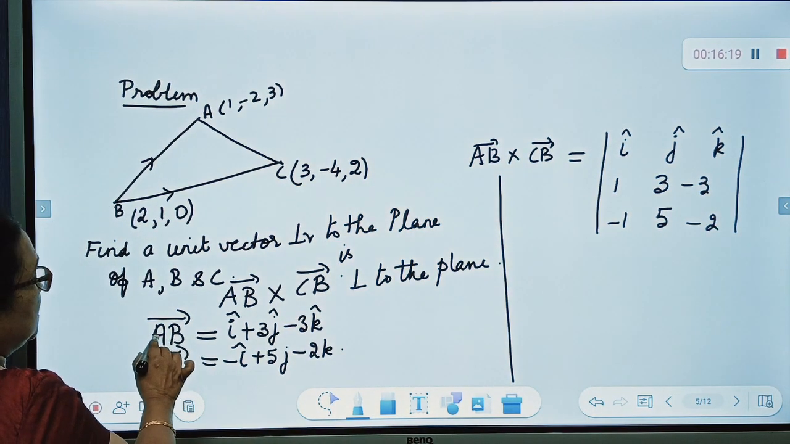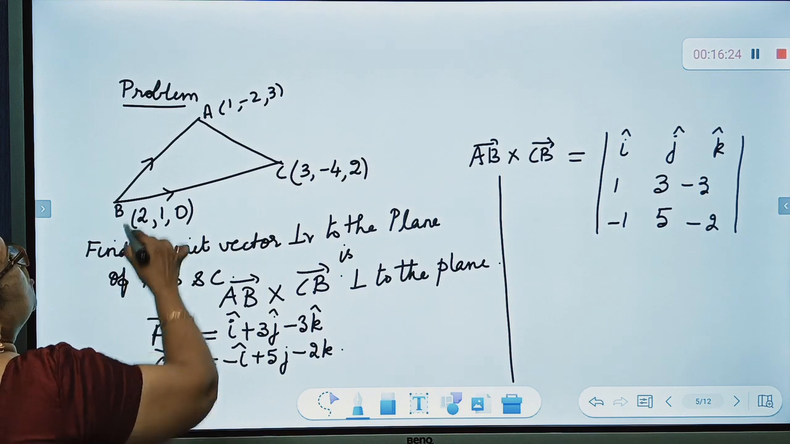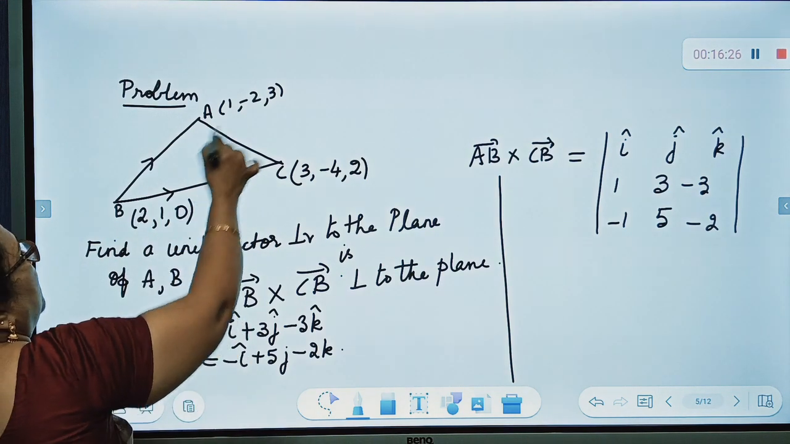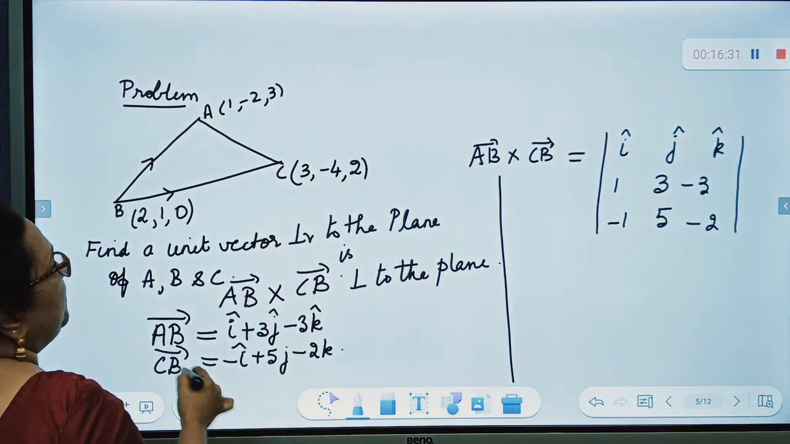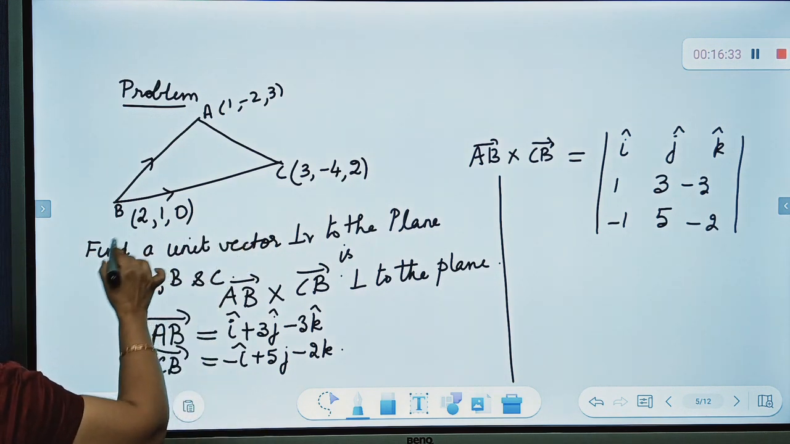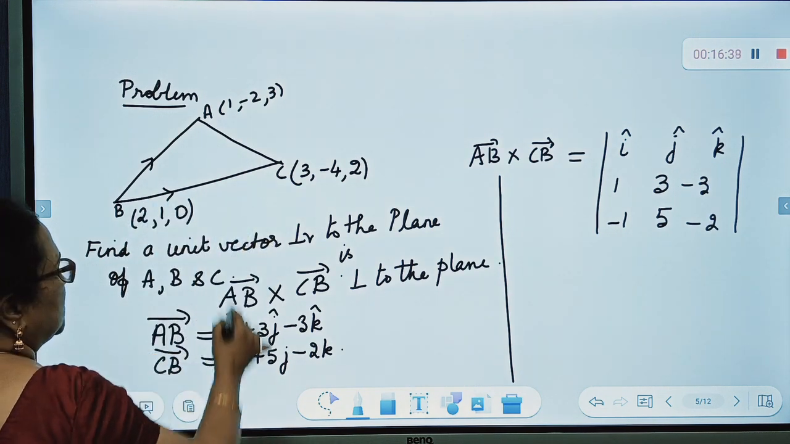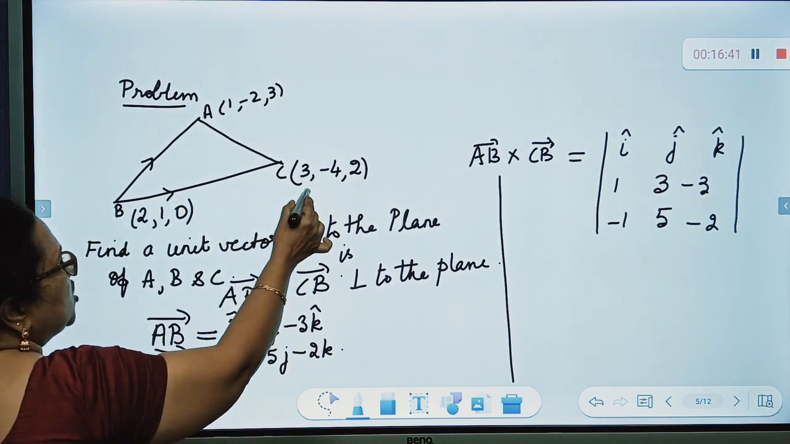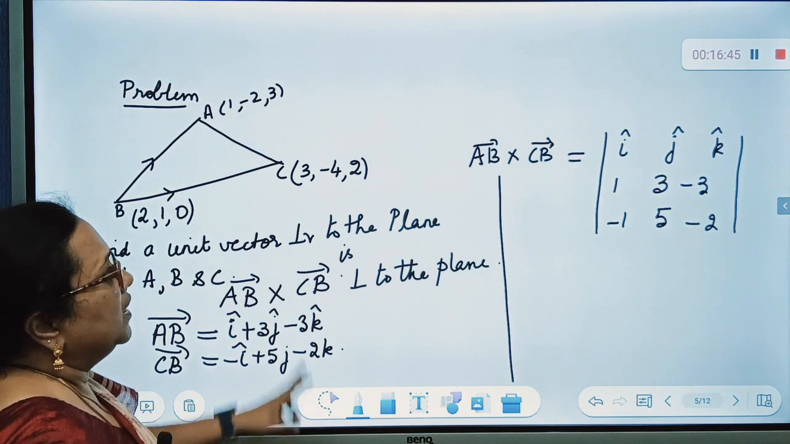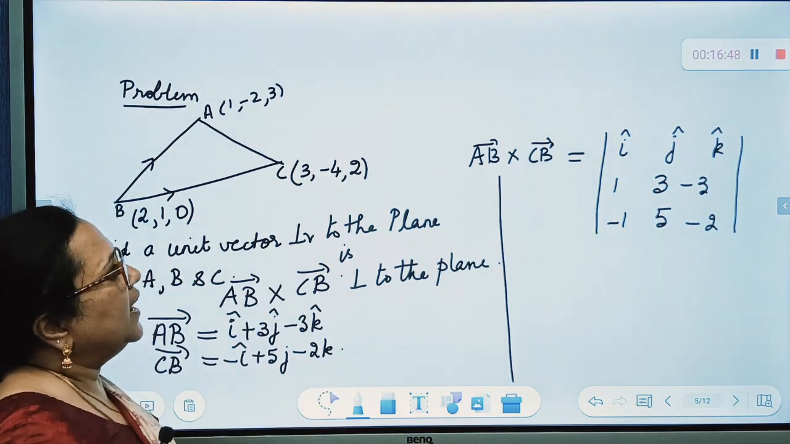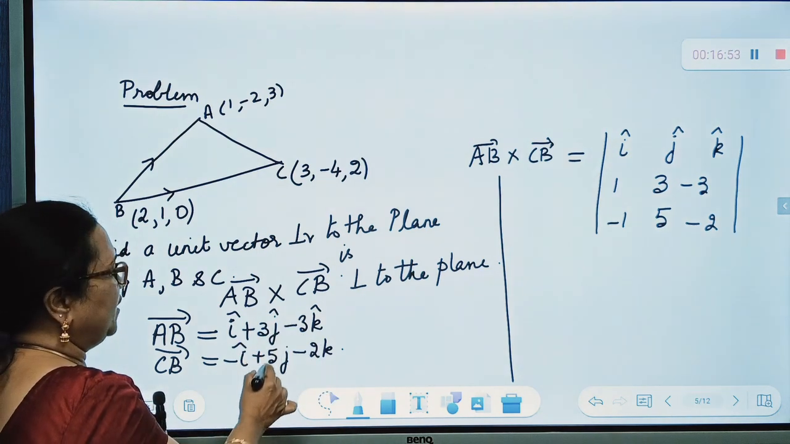AB is, since I am looking at AB, it should be position vector of B minus position vector of A. So 2 minus 1 I, 1 minus of minus 2 3j, 0 minus 3 minus 3k. CB vector, since I have considered CB vector, will be position vector of B minus C. So 2 minus 3 is minus I, 1 minus of minus 4 is plus 5j, 0 minus 2k is minus 2k. The cross product is a determinant. IJK 1, 3, minus 3, minus 1, 5, minus 2.